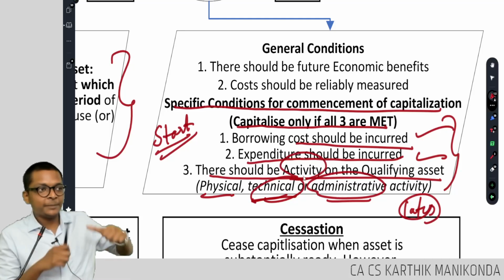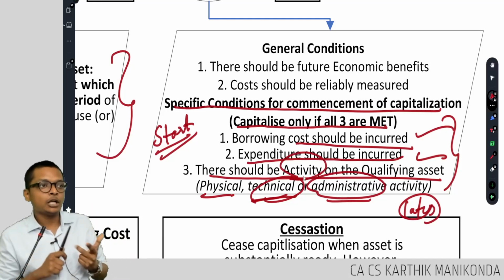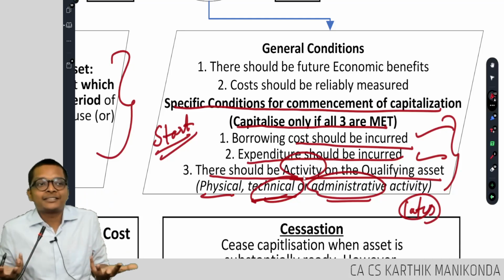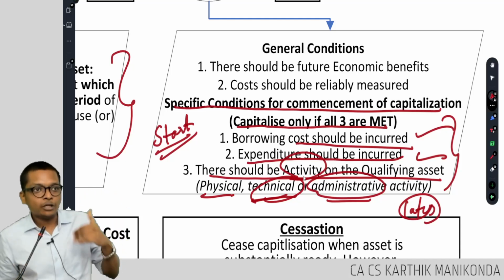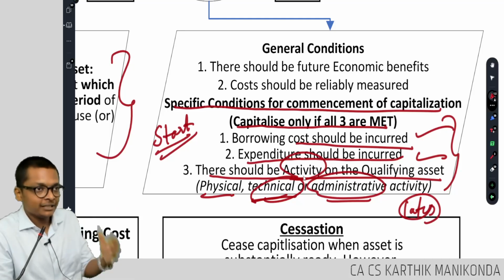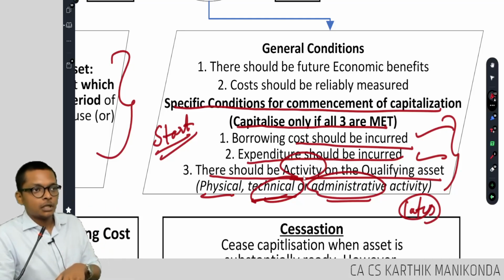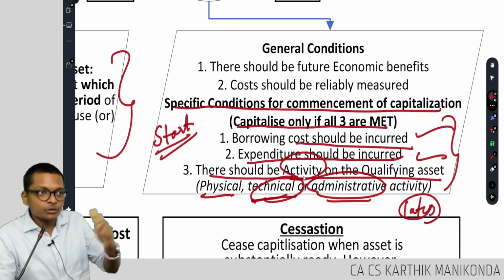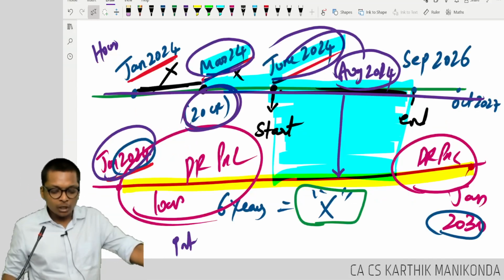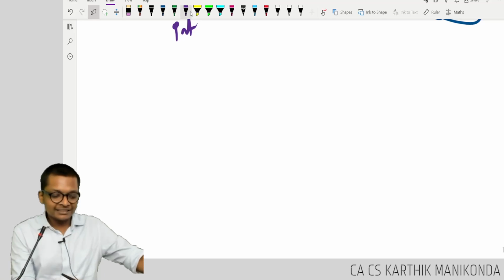They are saying activity can be physical, technical or administrative. But if I gave money and he didn't do any work, sir, and is just waiting to start after looking for a good date, no, you can't capitalize. Are you following? Of course, once activities start, they have to keep going on. Sir, what if I get breaks? We'll come to that.